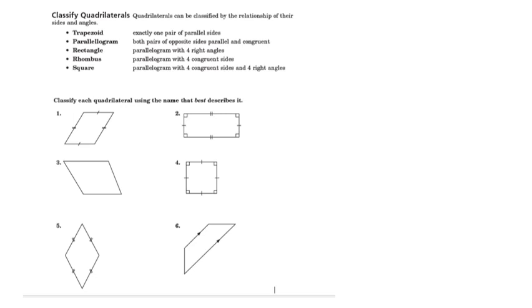Alright, so first we'll talk about the different types of quadrilaterals. First is a trapezoid, and it has exactly one pair of parallel sides. So if you look here, this is an example of a trapezoid. And it looks like an isosceles trapezoid because these two sides look congruent. But trapezoids have two sides that are parallel and two sides that are not parallel to one another.